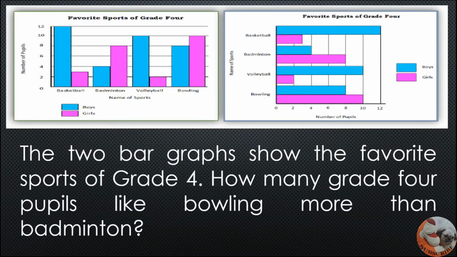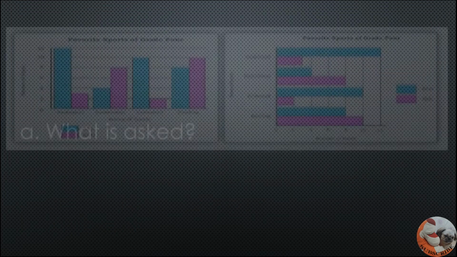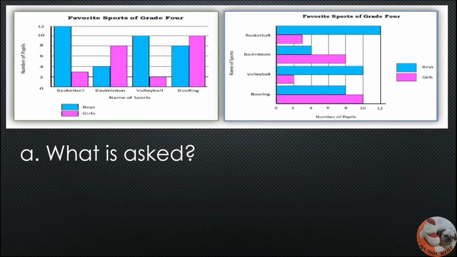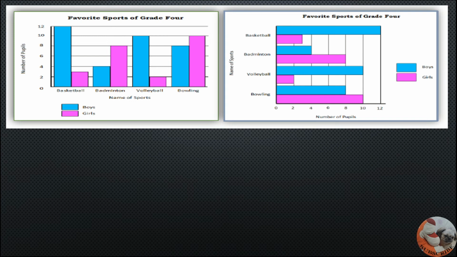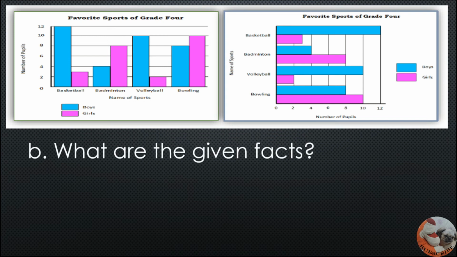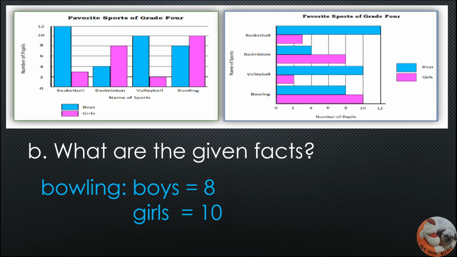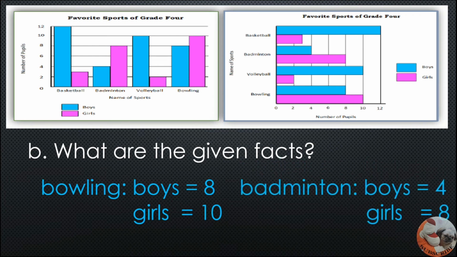The 2 bar graphs show the favorite sports of grade 4. How many grade 4 pupils like bowling more than badminton? Letter A, what is asked? The number of grade 4 pupils like bowling more than badminton. What are the given facts? For bowling, boys have 8, girls have 10. For badminton, boys have 4, girls have 8.